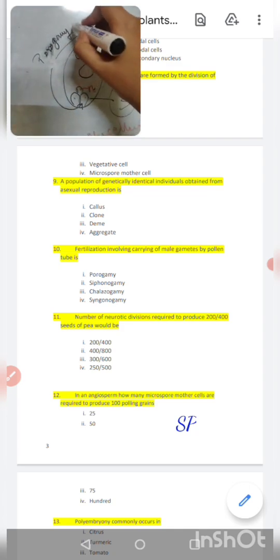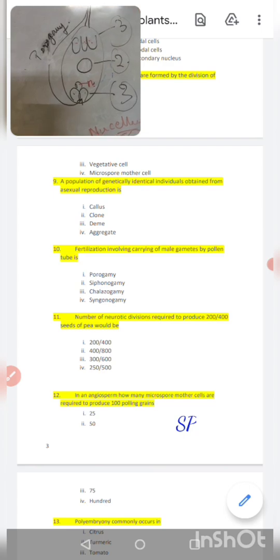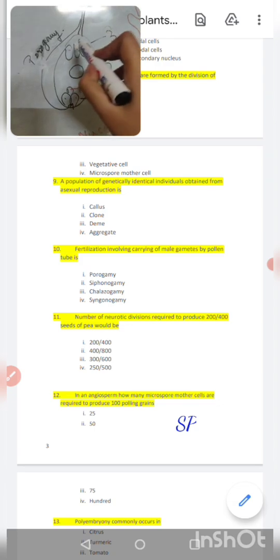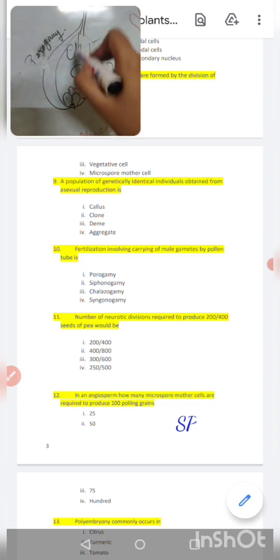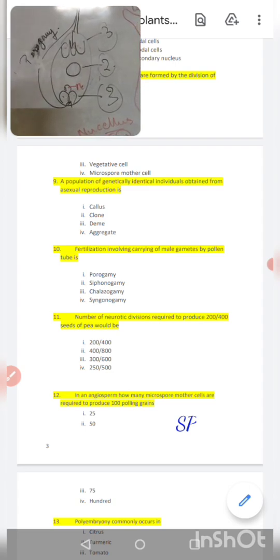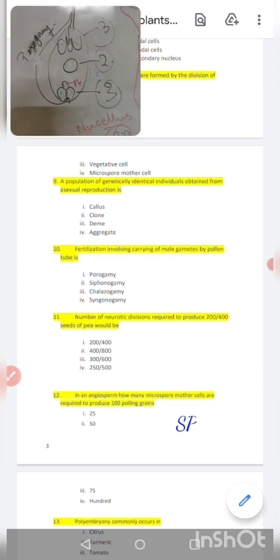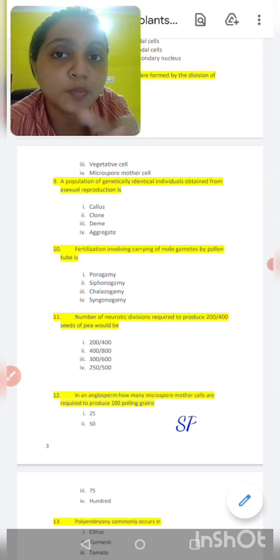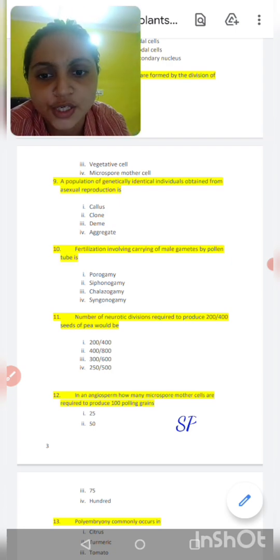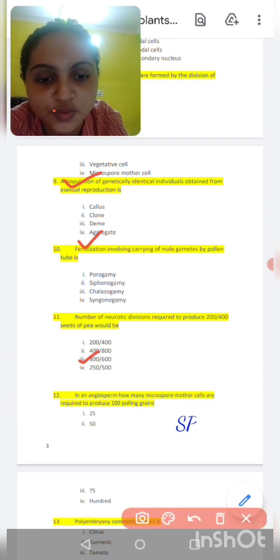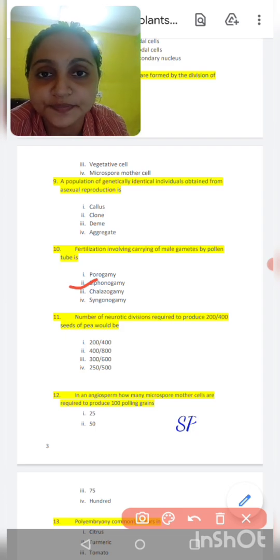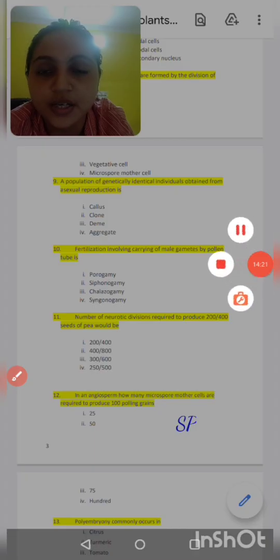Then the opposite of porogamy is known as chalazogamy. When the pollen tube enters from the antipodal part, this is known as chalazogamy. And the fourth option is syngonogamy. In syngonogamy, no pollen tube is formed. So the correct answer for question number 10 is siphonogamy. Now moving to the next question.